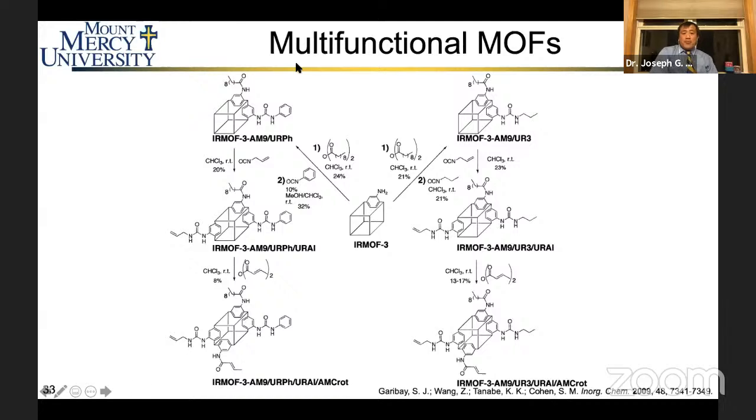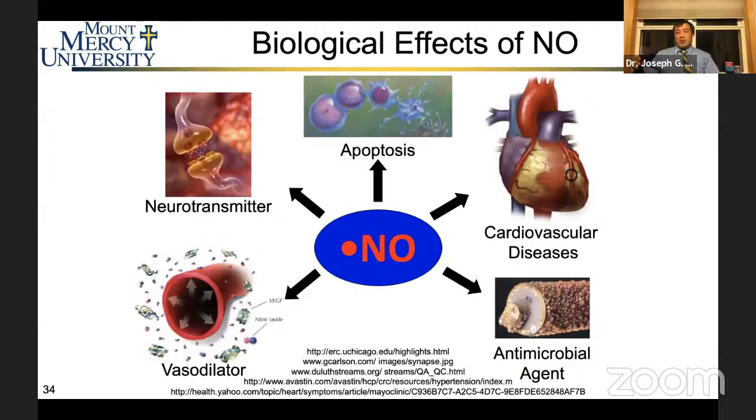Where I wanted to take this work was more towards the medicine side of things. During my graduate work, I was really interested in nitric oxide and its delivery, because nitric oxide is an important biomolecule that has many roles in the body. It acts as a vasodilator, as well as a neurotransmitter. It's been known to play a role in apoptosis, or programmed cell death, and that's the function I wanted to utilize as an antimicrobial agent. I was really interested in that aspect.